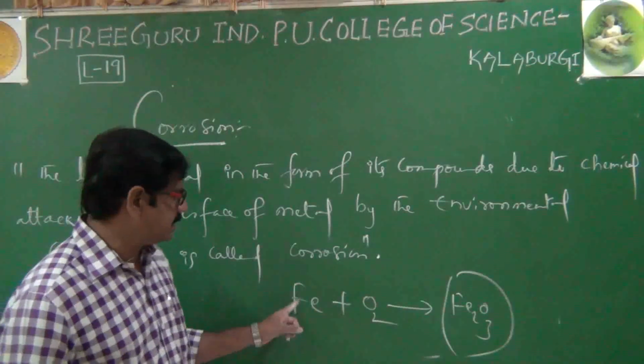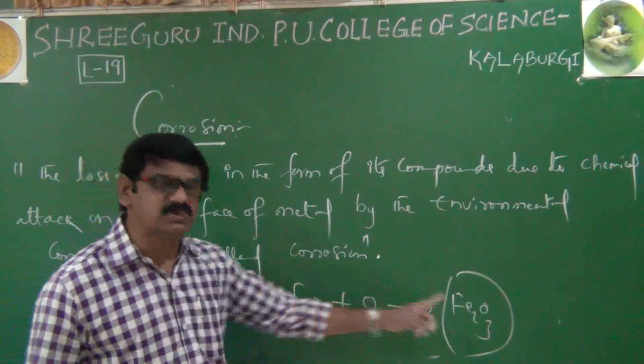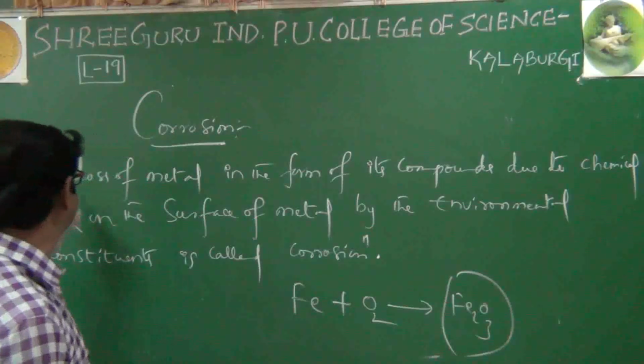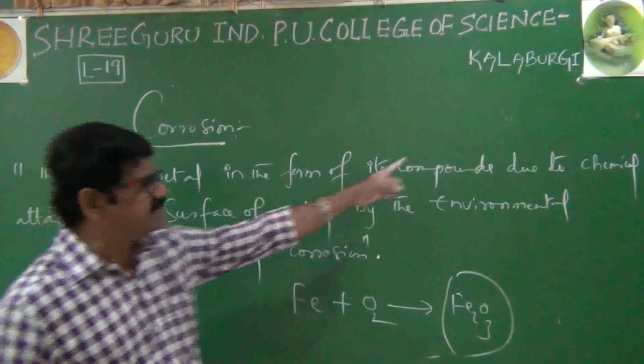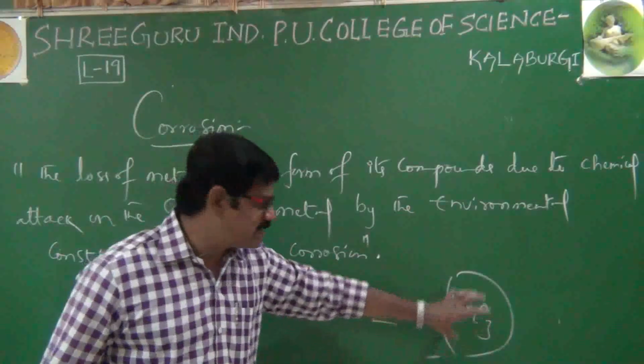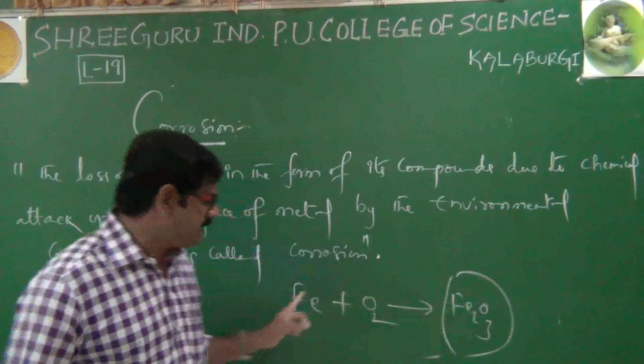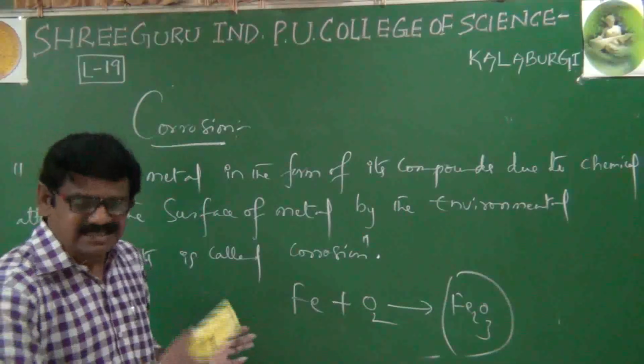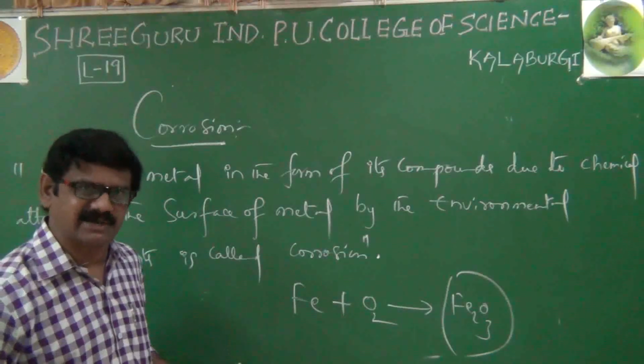It means the metal weight is being lost. How is it being lost? We'll see once again. The loss of metal in the form of its compounds. Fe2O3 is one of the compounds of iron only. Because of the formation of this compound, its weight is reduced. This phenomenon itself is called corrosion.